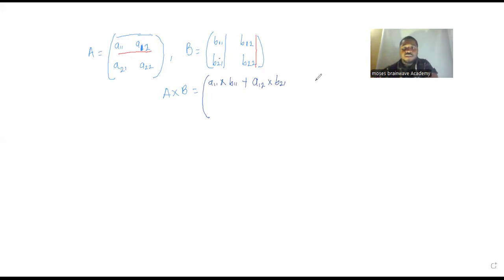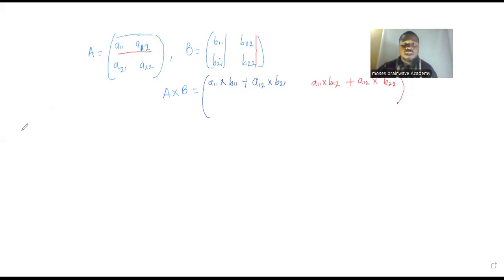Good. Then for this part, it's going to be what? The second time, I'm going to still multiply row by column. I want to get the element in the first row, second column. So I'm going to take the first row multiplied by the second column. So I'm going to have A11 multiplying B12, which is now the second column, then plus A12 multiplying B22. Now this is pretty straightforward.